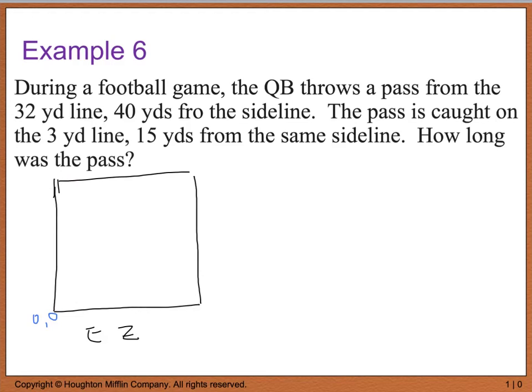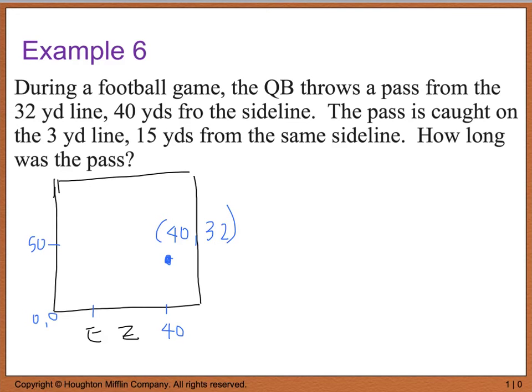So by doing that, when I read my problem again, it says that my quarterback is throwing a pass from the 32-yard line 40 yards from the sideline. So what that tells me is I am 40 yards off the sideline, which will be over here somewhere, and on the 32-yard line, which is going to be in my vertical direction. So if this is your 50-yard line for halfway, then 32 is going to be somewhere down in this region. So this right here has the coordinate point 40, 32.